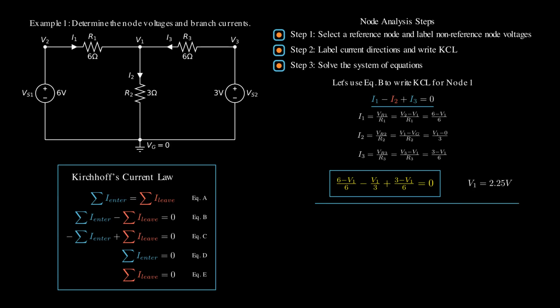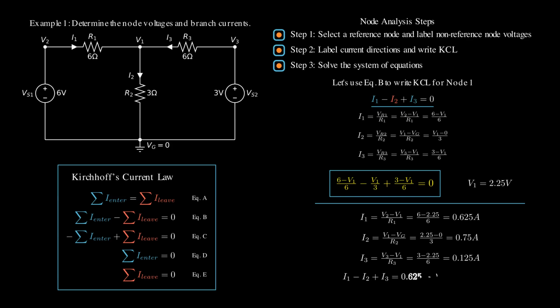In step 3, we solve the equation. V1 equals 2.25 volt. Then, we can solve all the branch currents using Ohm's law as follows. You can also verify the KCL equation using the calculated currents. We have learned the main concepts and steps of nodal analysis. I think I left 2 questions not answered.